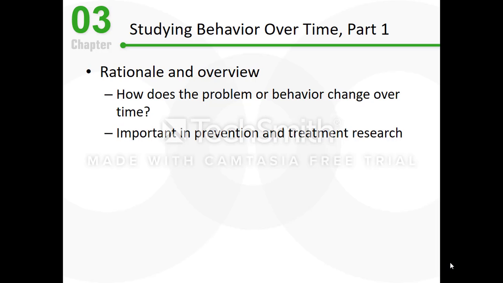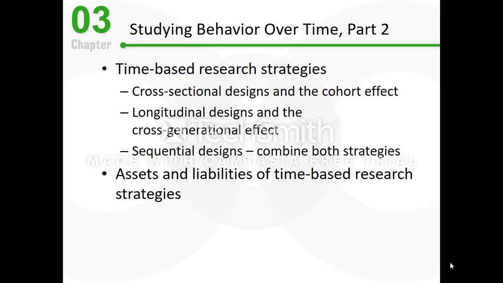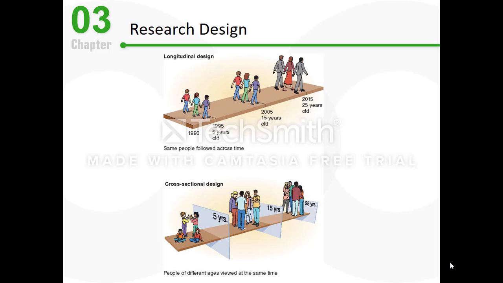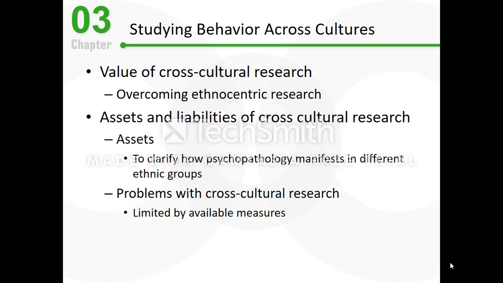What's the rationale and overview for doing research? How does the behavior present? How does it look? How does it change? How can we prevent it? And how can we treat it? We can study that kind of abnormality over time through cross-sectional, longitudinal, and sequential designs. And there are definitely assets and liabilities to both of those.